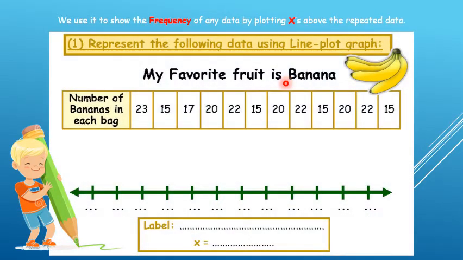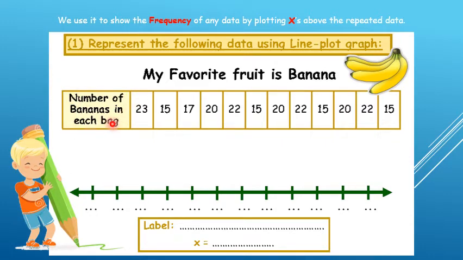Now, let's solve an exercise about line plot graph. Represent the following data using a line plot graph. Our title here is My Favorite Fruit is Banana. I will use my title to write our label here, as we did before in bar graph and pictograph. We will do this label from this table. We have our label here: number of bananas in each bag.